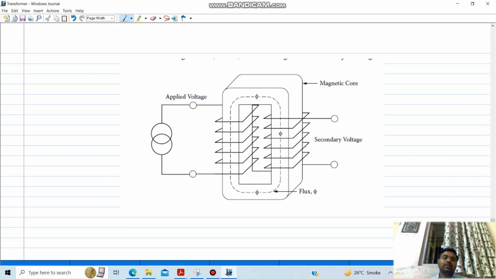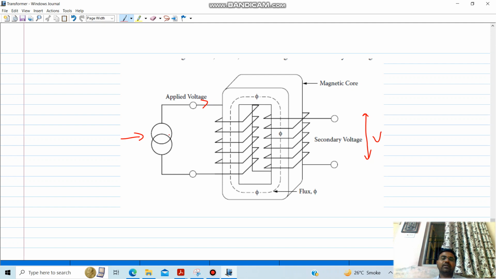Now in the transformer what we will have is a core, and on the left limb there is a primary winding, where many turns will be taken and the supply will be connected to the primary. On the secondary also there will be turns based on the voltage requirement at the output.